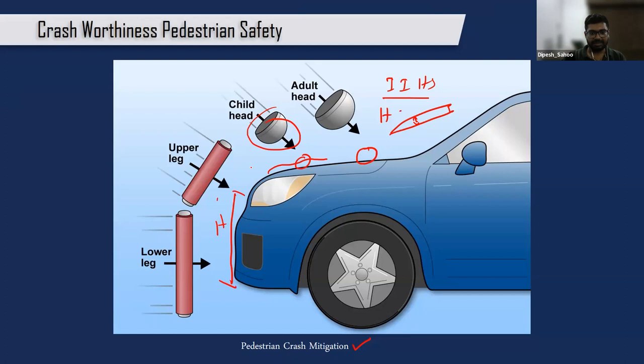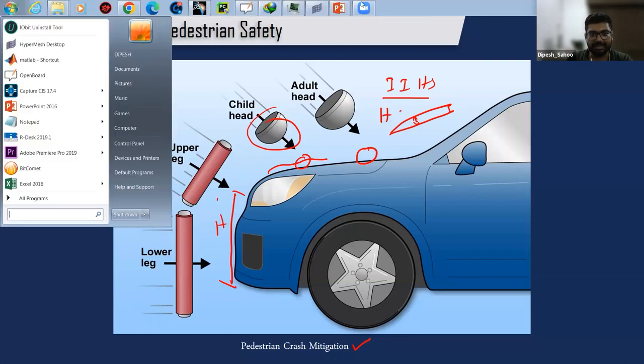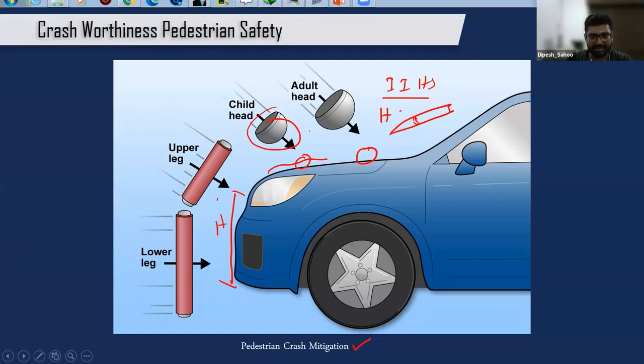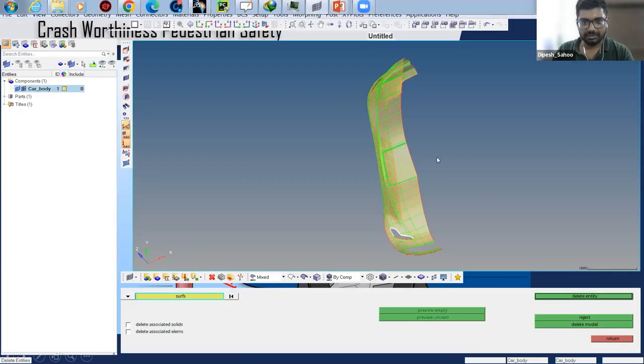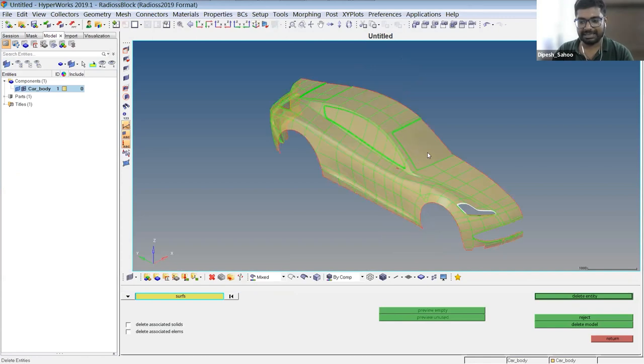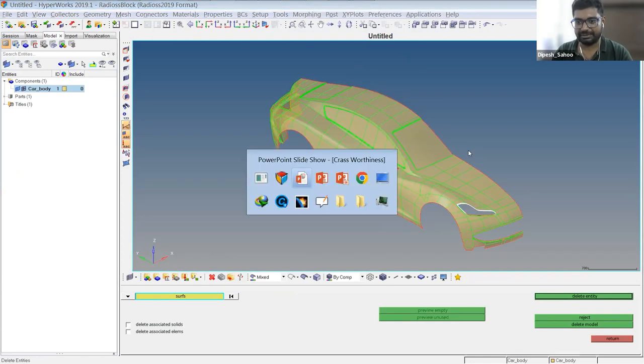I don't think we will have the time to show you the crash analysis in HyperMesh. No problem. We'll be setting up another session, another webinar, where the full webinar will be on how to perform the crash analysis using HyperMesh or HyperCrash. In the next webinar, we'll show you how we can perform the crash analysis on our vehicles using HyperMesh.